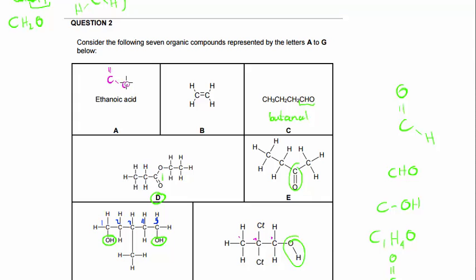Draw a structural formula for compound A, ethanoic acid. So, if you know it's ethanoic acid, just start with that. All you need to know, and there's only 6 of them that we need to know. And then ethanoic acid just has 2 carbons in it.